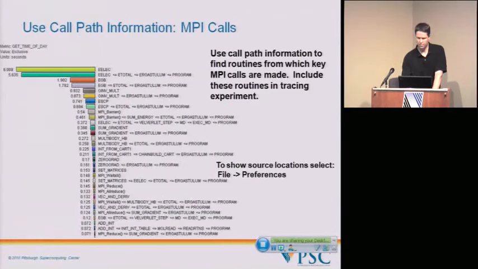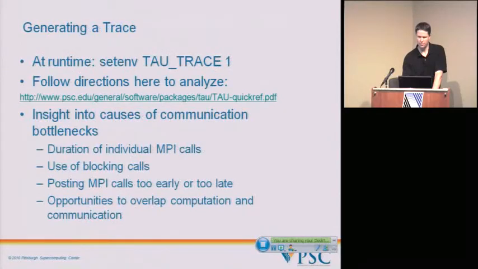Okay, so once you've done all that, at runtime, you just set this environment variable. If you don't set this, it will default and just do a profile on those functions. But if you want to do a trace, then at runtime, you set this environment variable, and away you go. And it'll get time-resolved performance information on each process and each function.